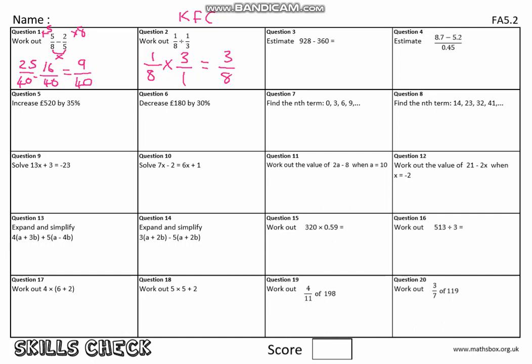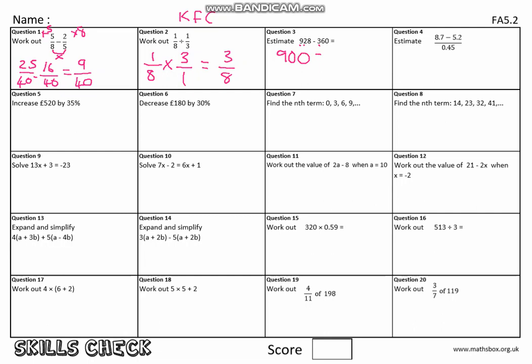Next one then. Estimate 928 minus 360. So here, first of all, we're going to round them to one significant figure. If we round 928 to one significant figure, we look at our first number, which is a 9, and then the second number, which is a 2. Because that number is 4 or below, I can leave 9 as it is, and therefore it's 900.